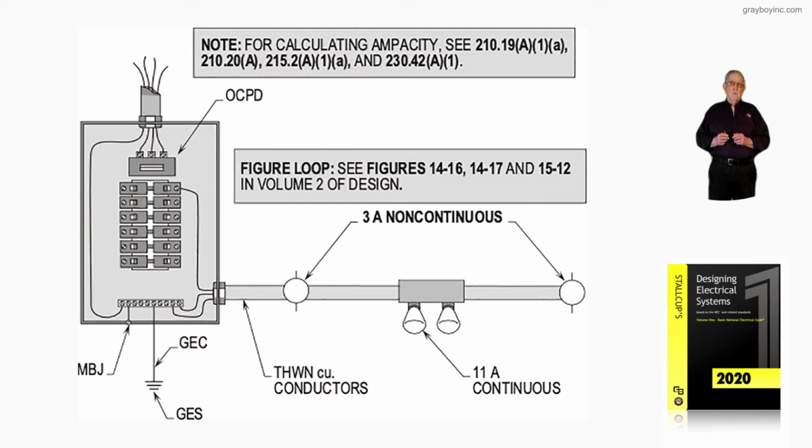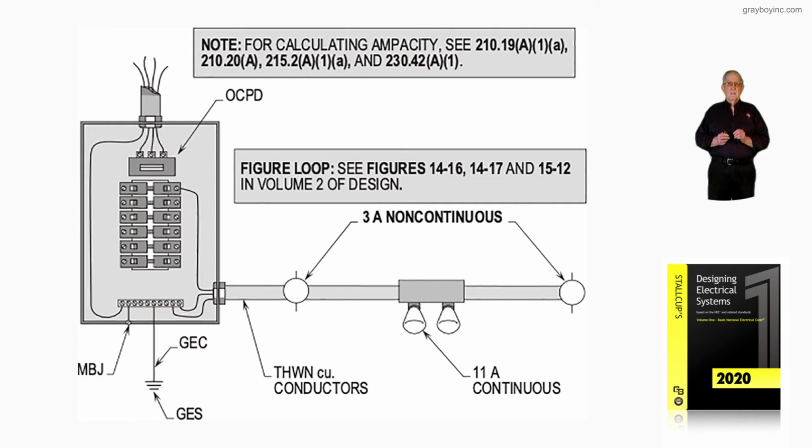The note states, for calculation of ampacity, see 210.19(A)(1)(a) to size the conductors, and 210.20(A) to size the overcurrent device. If it happened to be a feeder involved, you'd look at 215.2(A)(1)(a) along with 215.3 for sizing the overcurrent device. If you're sizing service conductors, you'd look at 230.42(A)(1) along with 230.90 to size the overcurrent device.